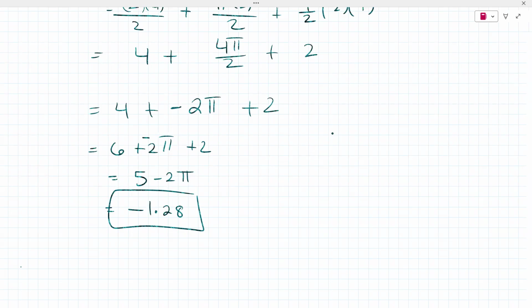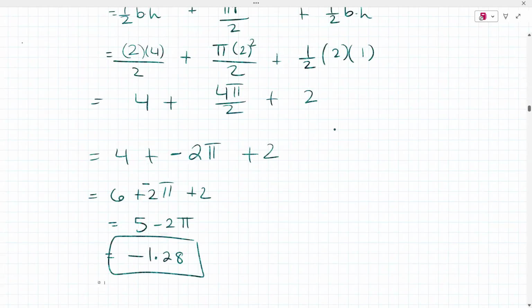Okay, let's move on. Now let's actually do some integration rules. So questions 1 and 2 were all review from Riemann sum, left-hand point, right-hand point, midpoint, and trapezoid.